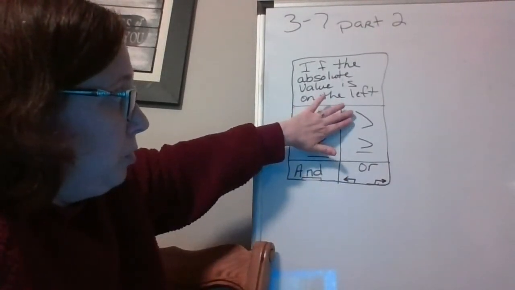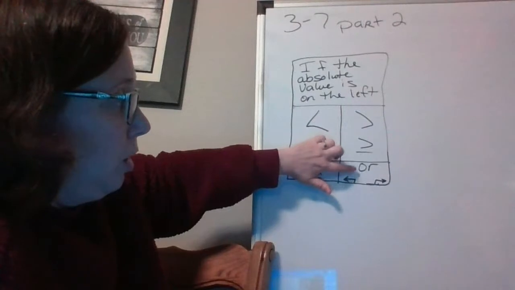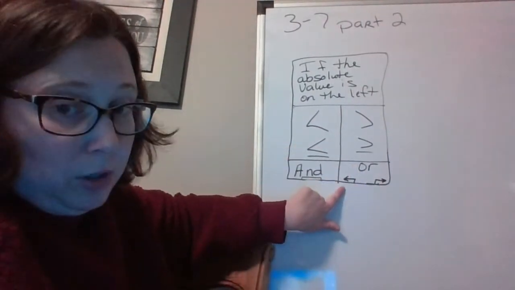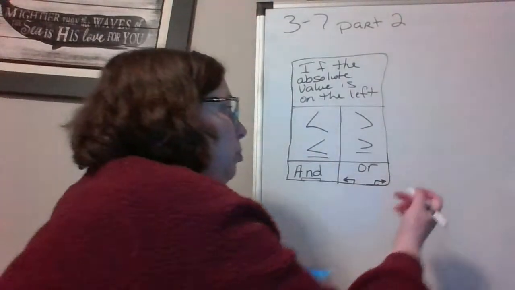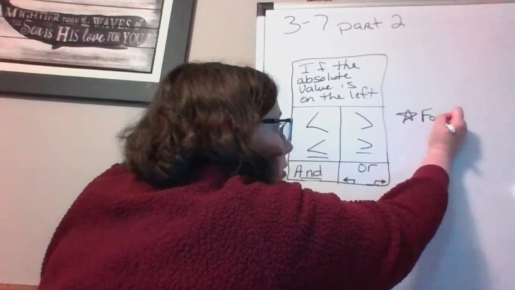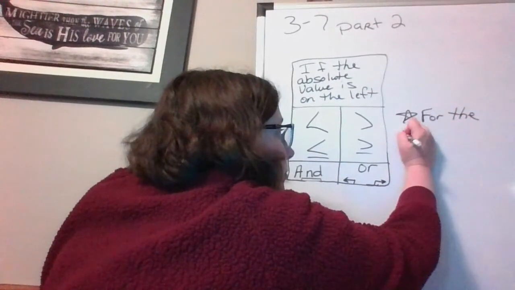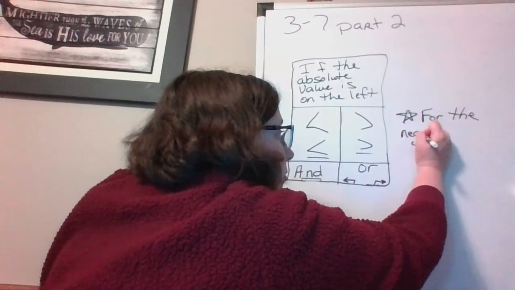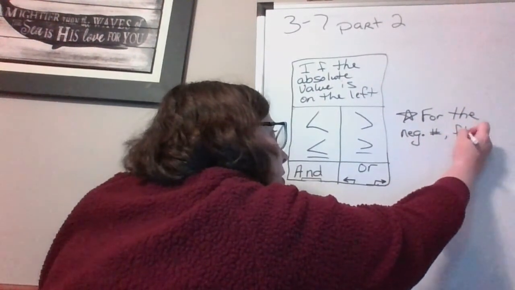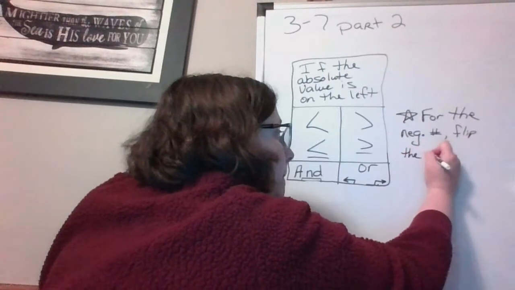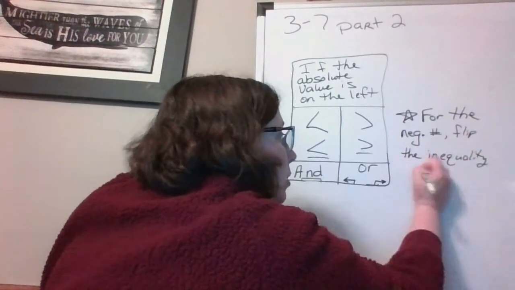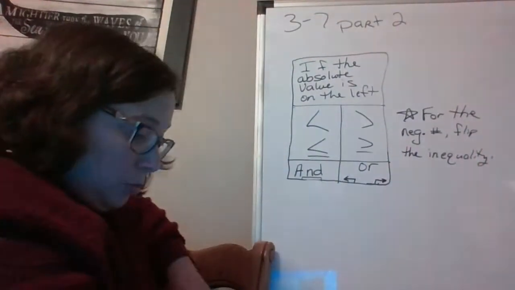If your inequality symbol is greater than or equal to, you are going to end up with an or, which means that when you graph, your arrows are going to point out. The other important note that you need is that for the negative number, you flip the inequality. So let me show you how this works.